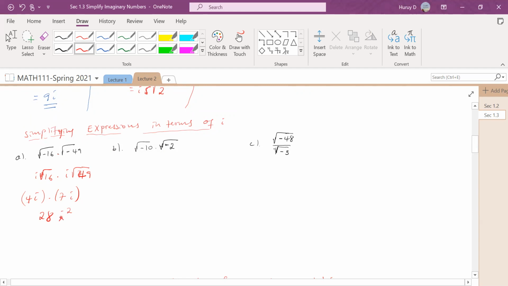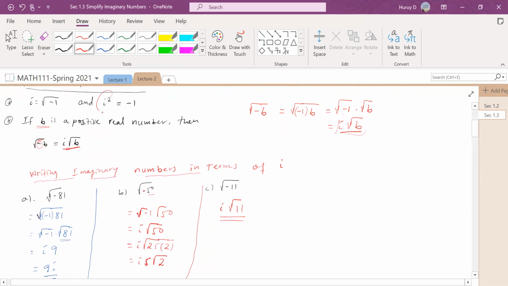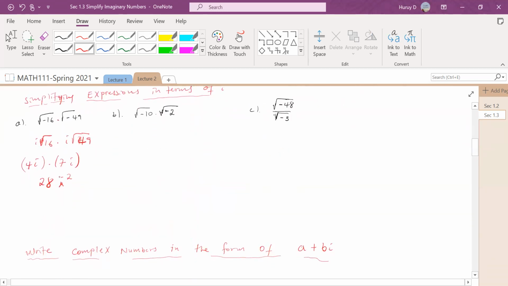Now the question is, what is i squared? If we go back to the definition, i squared equals -1, which is a real number. It's not imaginary anymore. Therefore, instead of i squared, we put -1, and 28 times -1 is just -28, which is a real number. So multiplying two imaginary numbers, we get a real number. Well, it's a negative, but still it's a real number.